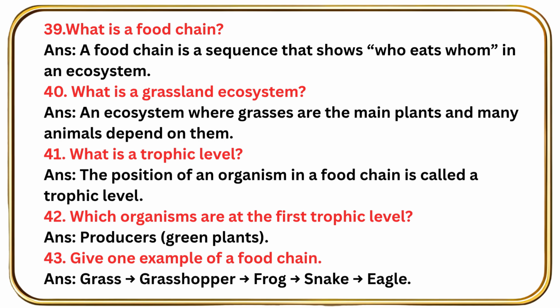Question number 40. What is a grassland ecosystem? Answer. An ecosystem where grasses are the main plants and many animals depend on them. Question number 41. What is a trophic level? Answer. The position of an organism in a food chain is called a trophic level. Question number 42. Which organisms are at the first trophic level? Answer. Producers, that is the green plants. Question number 43. Give an example of a food chain. Answer. First grass. Next grasshopper, frog, snake, eagle.